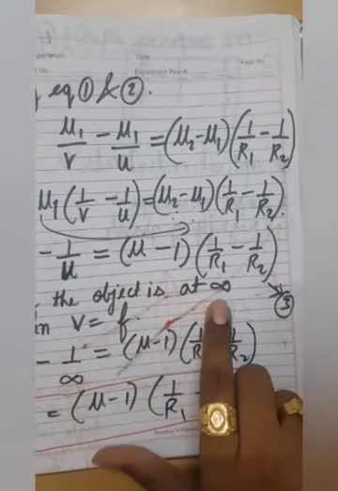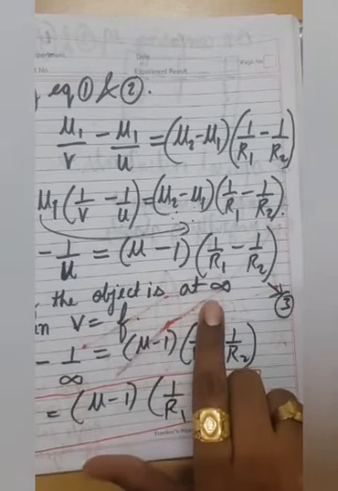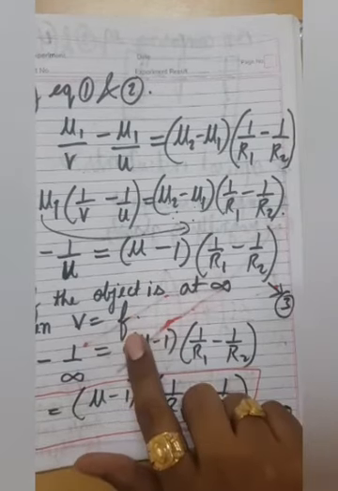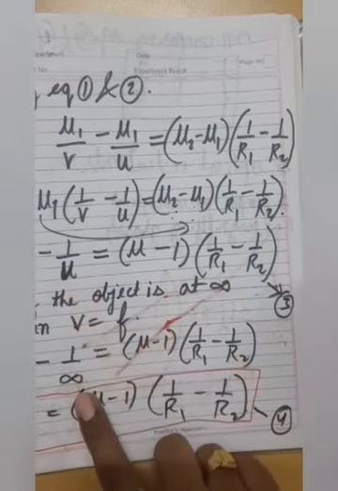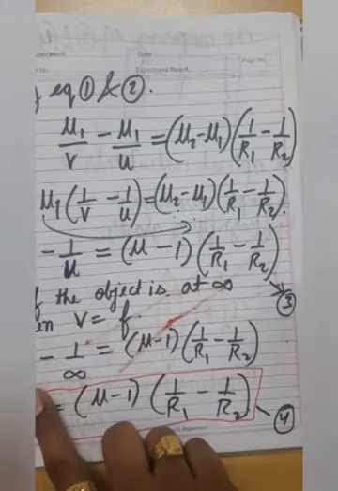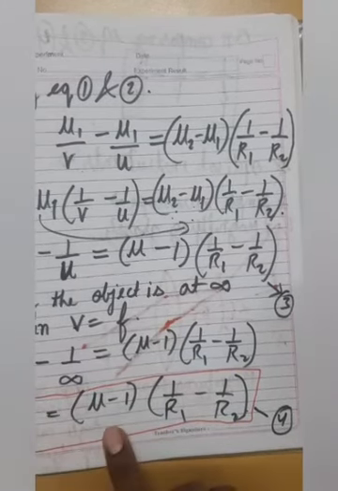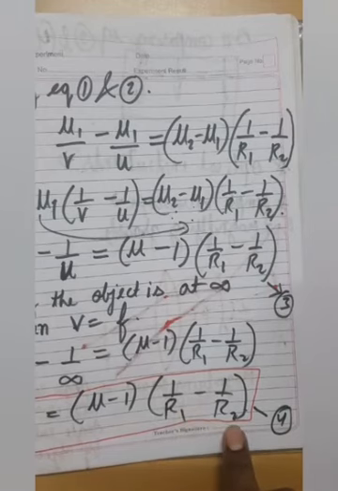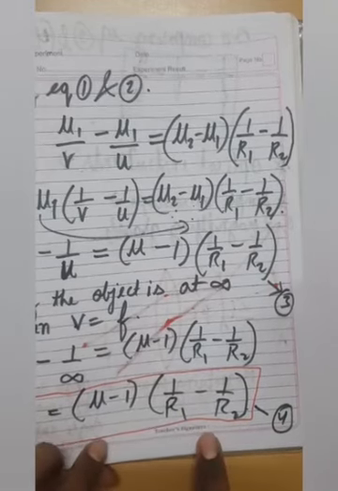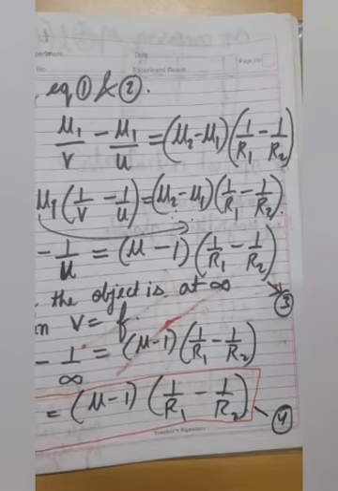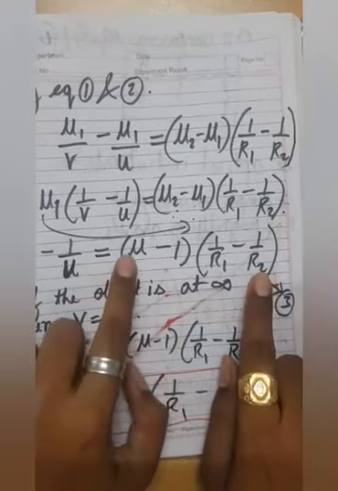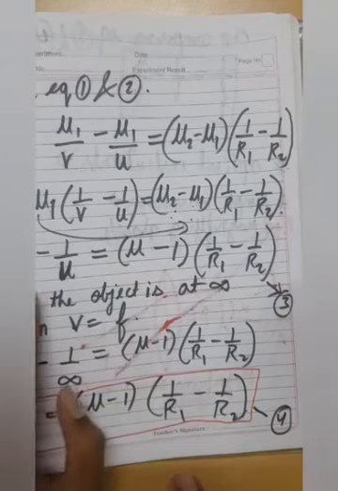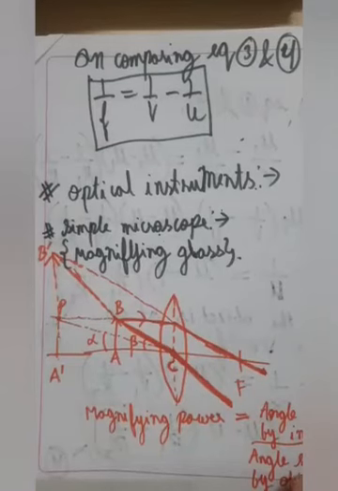If the object is at infinity, I am taking a special case, then v would be equal to f. Why? Because the image would be formed at focus, so v would become focal length. So I am putting the values in this equation. Instead of u I am writing infinity, and in place of v I am writing f. So I am getting an equation 1 upon f is equal to mu minus 1 into 1 upon r1 minus 1 upon r2. This is your lens maker formula. But also, as we know, this same value we got over here, so if we compare both the equations, we can say that 1 upon f is equal to 1 upon v minus 1 upon u.